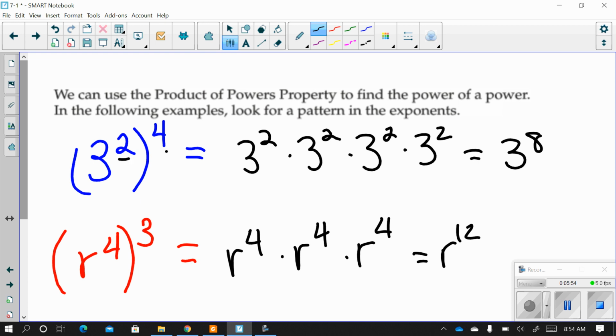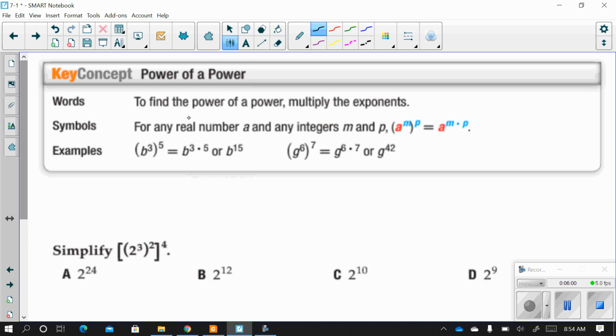So how did I get from 2 and 4 to 8 and 4 and 3 to 12? Well, we're just going to multiply. Okay, when I have a power to a power, we multiply the exponents. Okay, so b cubed to the 5th, and just multiply gives me b to the 15th. G to the 6th to the 7th, multiply, gives me g to the 42nd.